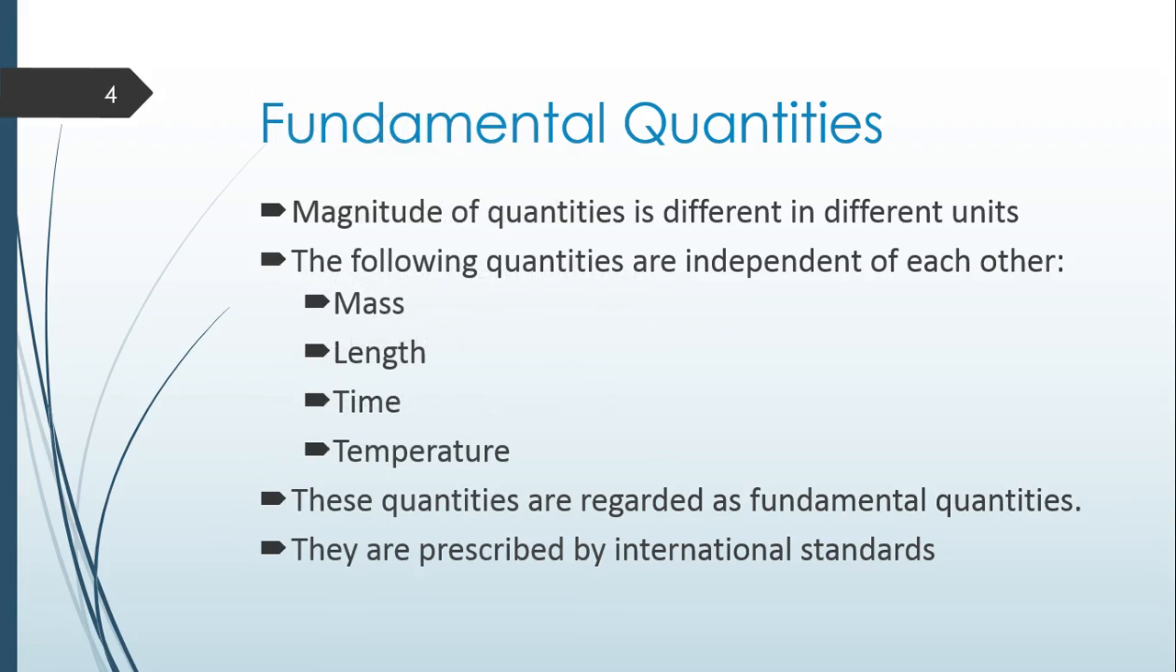We know that the magnitude of quantities is different for different units, but the following four quantities have been found totally independent of each other: mass, length, time, and temperature. These quantities are called fundamental quantities, and the dimensions of these quantities are M, L, T, and for temperature it would be K. K is for Kelvin, the SI unit of temperature. So M, L, T, and K are called the fundamental dimensions. And these quantities are called fundamental quantities. They are prescribed by international standards.